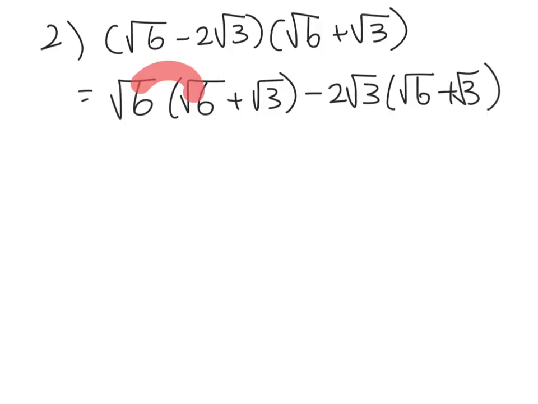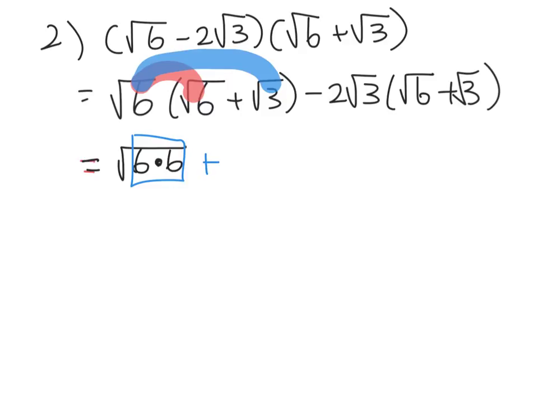Let's do the first part. Square root of 6 times square root of 6. That's going to be square root of 6 times 6. I already know that they're coming out, so I'm just going to put a box there. Next thing I got to do is square root of 6 times square root of 3, plus square root of 6 times square root of 3.